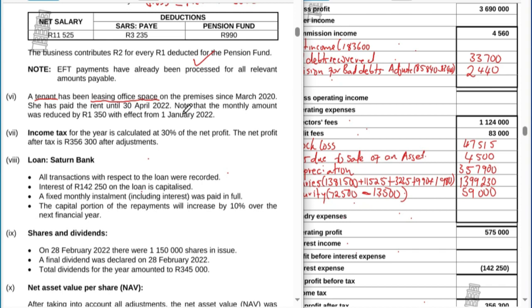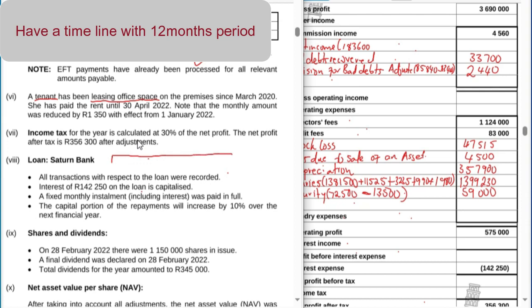And then it says, note that the monthly amount was reduced by 1,350 with effect from 1 January 2021. So guys, in this case, we need to have our timeline as always. As we know our financial year ends February 2022, then it has started when? March 2021, and then it's March, April, May, June, July, August, September, October, November, December, January.